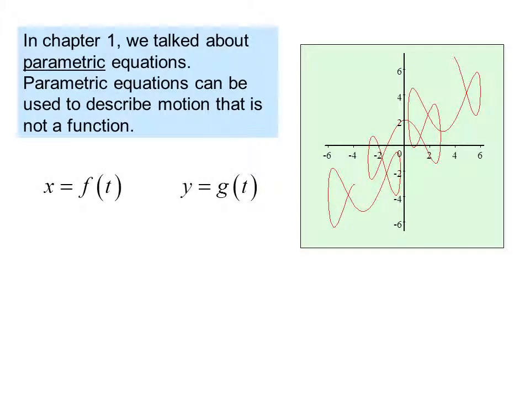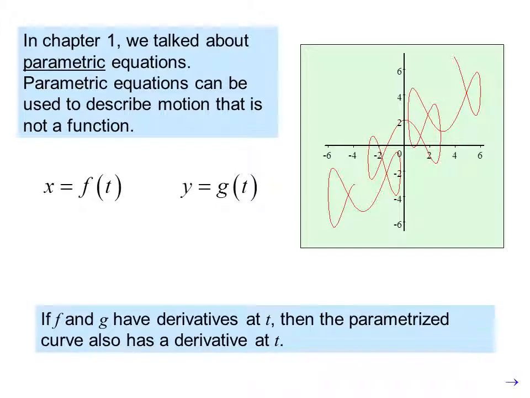In Chapter 1, we talked about parametric equations. Parametric equations can be used to describe motion that is not a function. We have two separate equations in terms of t. For example, x equals f of t, y equals g of t. If f and g have derivatives at t, then the parametrized curve also has a derivative at t.